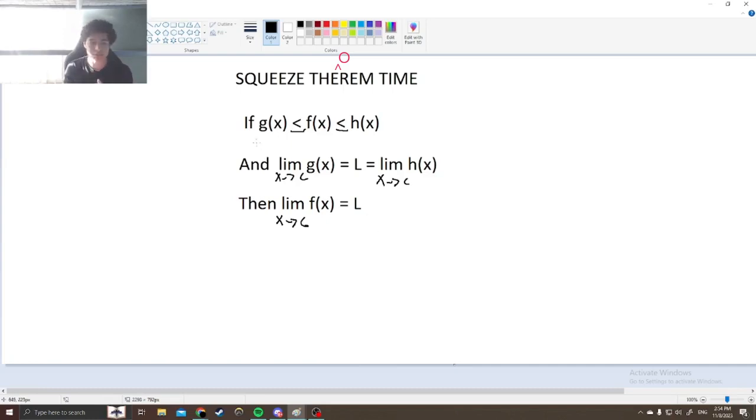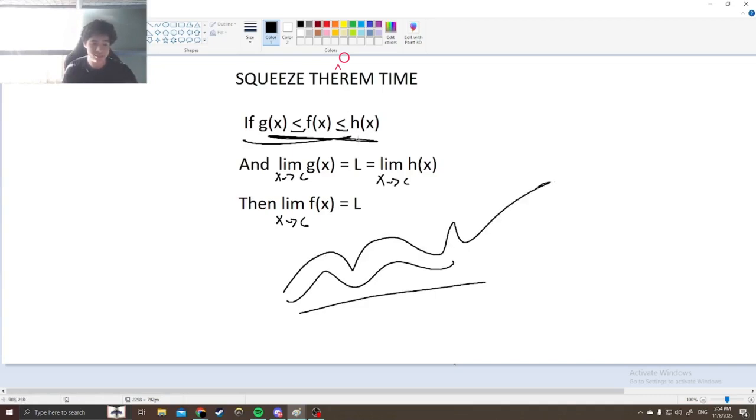What does that mean? This part up here means you have three functions. g is always going to be less than f. f is always going to be less than h. You have three lines. They could look crazy, whatever. But h is always going to be on top, f is always going to be in the middle, and g is always going to be on the bottom.